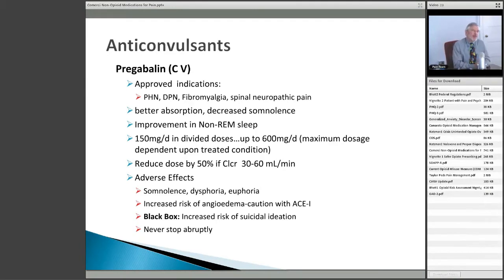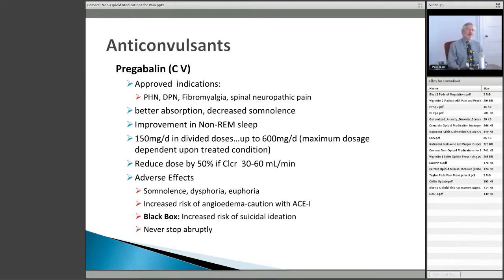Pregabalin. Pregabalin is a gabapentinoid, works just like gabapentin. It is, however, a controlled substance. It's a C5. So that's why you have more difficulty prescribing this than gabapentin. In initial testing, it was shown to cause euphoria, and there are increasing reports of patients abusing this for its euphoric effect. It's approved for postherpetic neuralgia, diabetic peripheral neuropathy, fibromyalgia, and spinal neuropathic pain, all approved indications. The reason we use lower doses is because it's better absorbed. Seems to have decreased somnolence compared to gabapentin.